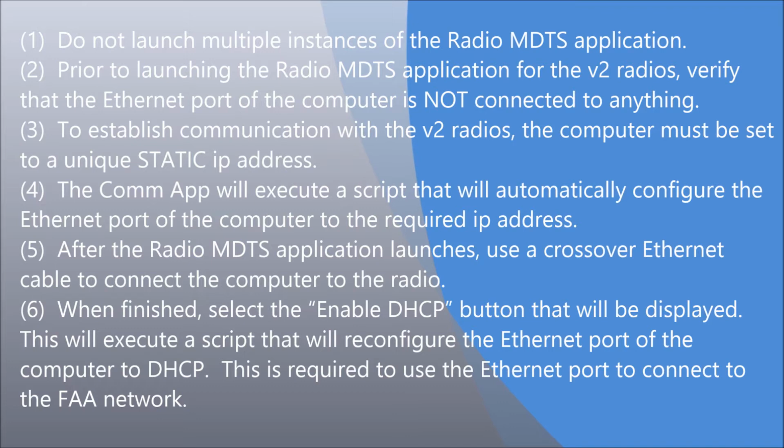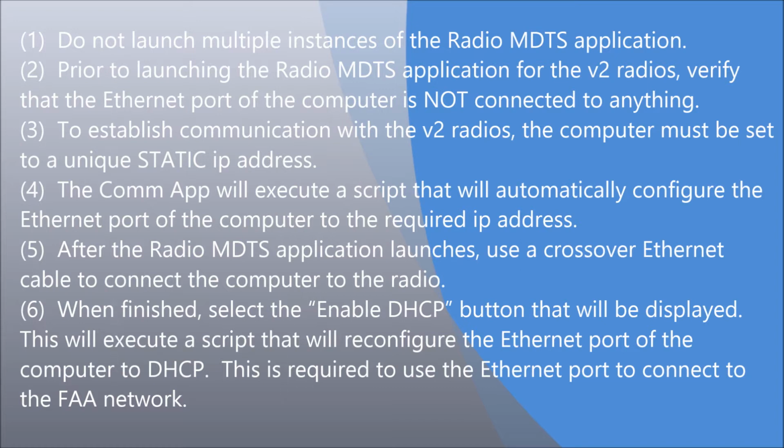Now, the Comm App will execute a script prior to launching the V2 Radio MDTS application, and this script will automatically configure the local Ethernet port on the computer to the required IP address. Now, after the Radio MDTS application launches, make sure to use a crossover Ethernet cable to connect the computer to the radio.